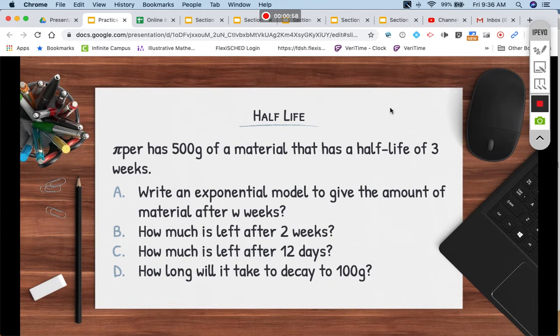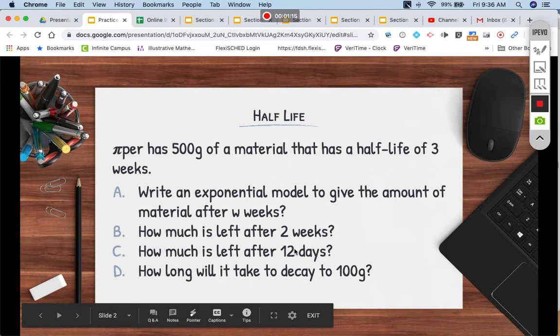First problem I have here is a half-life problem. Piper has 500 grams of material, and it has a half-life of 3 weeks. And we're going to write an exponential model based on number of weeks. We're going to find out how much is left after 2 weeks, after 12 days, and how long it'll take to decay down to 100 grams. So pause the video, try to do this on your own, then we will come back, and when you're ready, unpause it, and I will keep going.